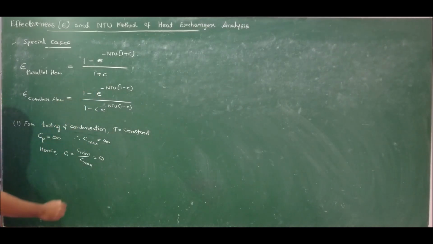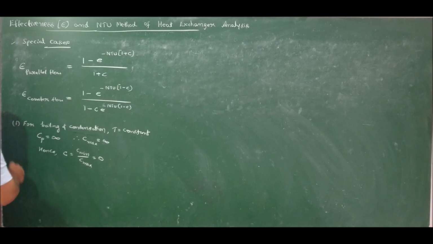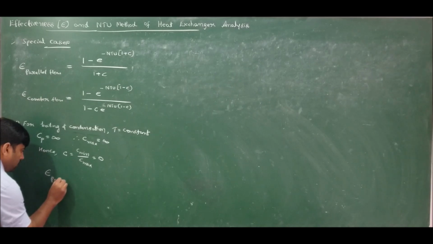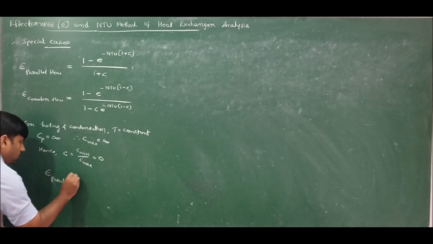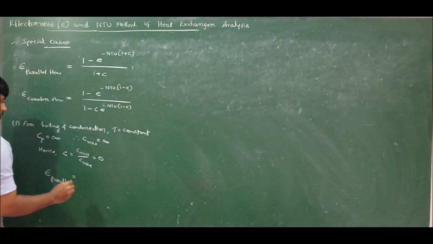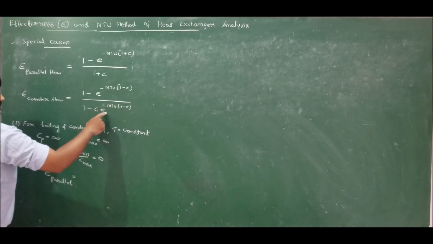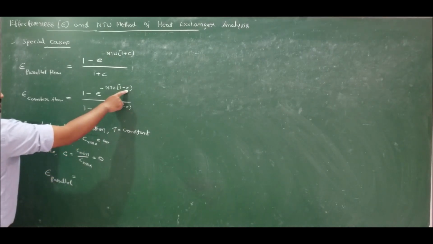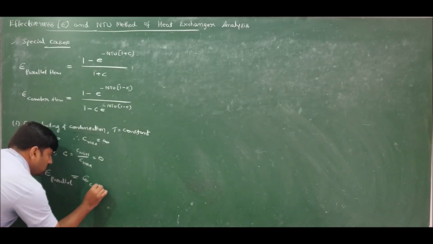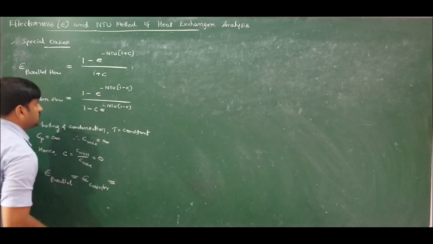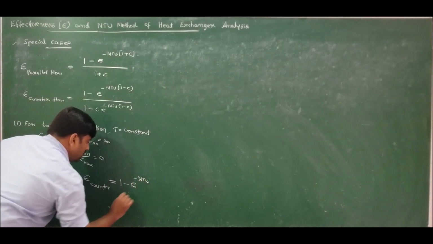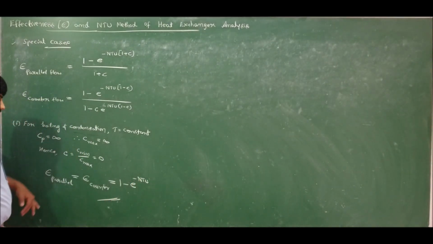So substitute this into the above equation. For flow boiling and flow condensation, the effectiveness for parallel flow will be, put C is equal to 0. If I put C equal to 0 in both, effectiveness for parallel flow will be equal to effectiveness for counter flow. Both will turn out to be 1 minus e to the power of minus NTU. Kindly make a note of this.